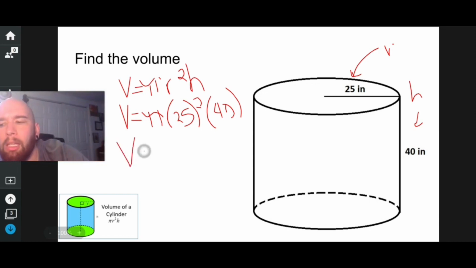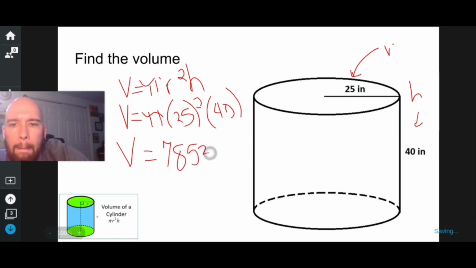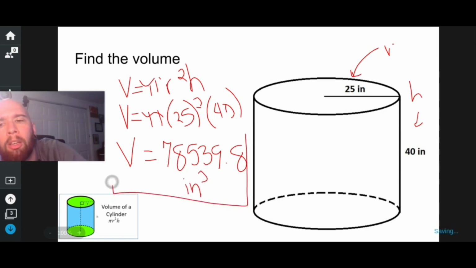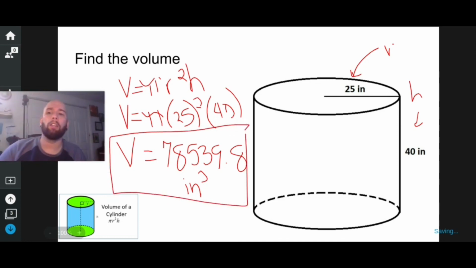V equals 78539.8. Now this is very important. That's my numerical part of the answer. I need to say my label. My label is inches, and whenever you're finding a volume or wherever you're given a volume, it's going to be inches cubed because cubed represents three-dimensional figures, and this is what I get.